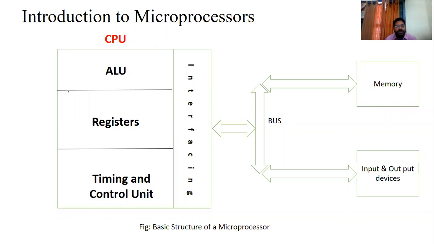What is the meaning of ALU? Arithmetic and Logic Unit. What are the arithmetic operations? Addition, subtraction, multiplication, and division. What are the logical operations? AND, OR, and NOT are the basic operations. We also have XNOR, NAND, and other logical operations. So the basic logical operations are AND, OR, and NOT, and the arithmetic operations are addition, subtraction, multiplication, and division.